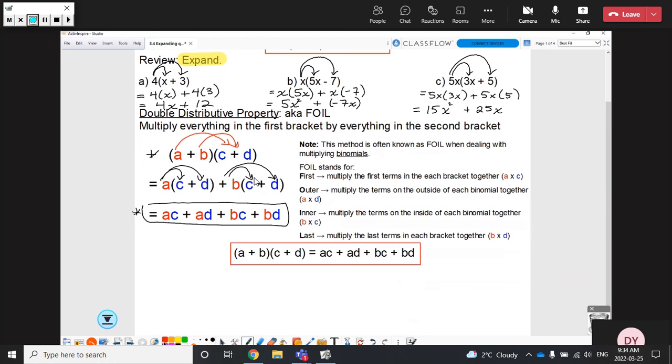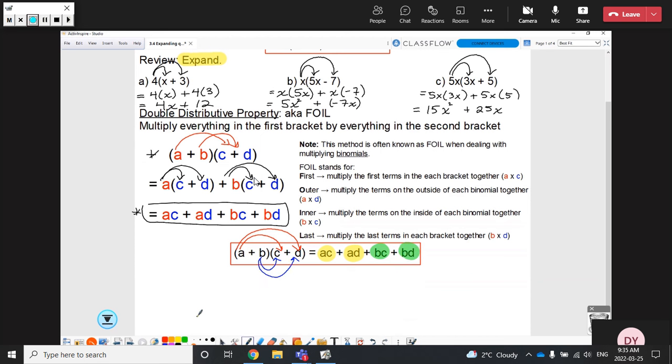So, if you notice, have a look here. A times C, there's kind of a shortcut here, and we call the shortcut FOIL. A times C. And then the next one is A times D. Check that out. So we start at the A and we distribute. And then what's next? B times C. Okay, no problem. B times C. And then the last one here, B times D.